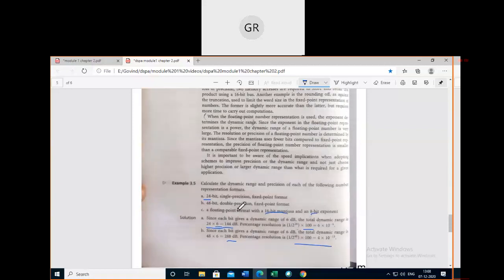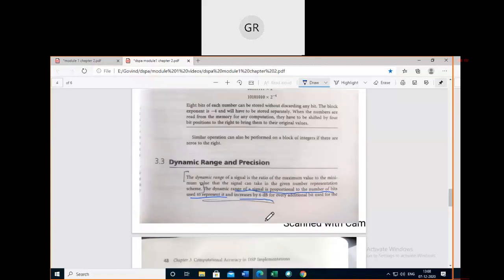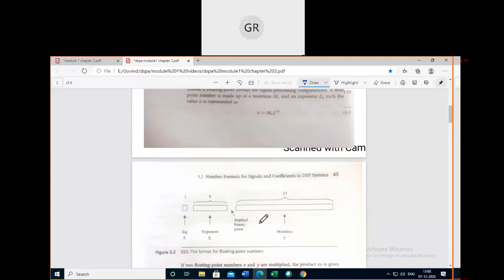Okay, just go through this problem here. Just go through the problem. This completes the second chapter in the first module.